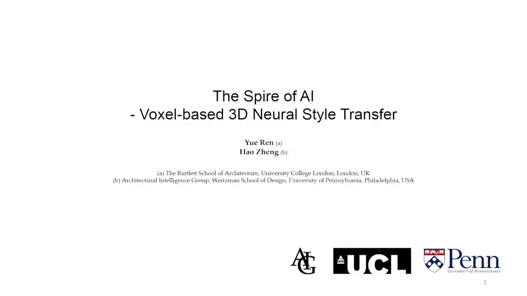Hi, I'm Yue Ren. I'm currently a master's student at University College London, the Bartlett School of Architecture. My research topic is about machine learning and its application in architectural design.